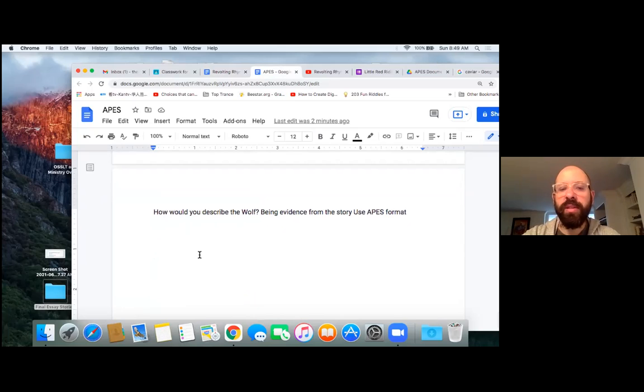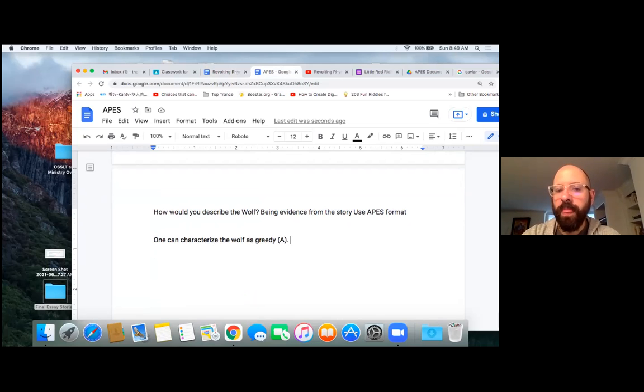So how do you do this thing? The first thing you do is you answer the question. You'd say something like, one can characterize the wolf as greedy. And if you were in grade 3 or 4, that would be enough for your teacher, right? But grade 7 and 8, we're doing this APES.